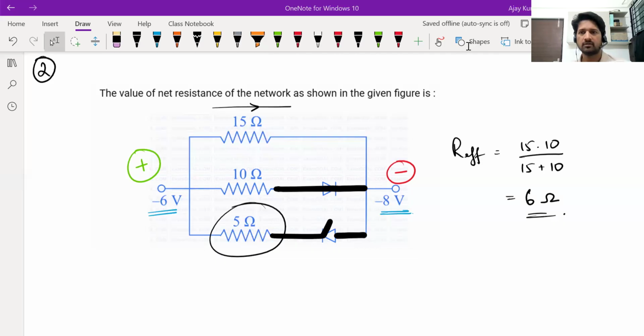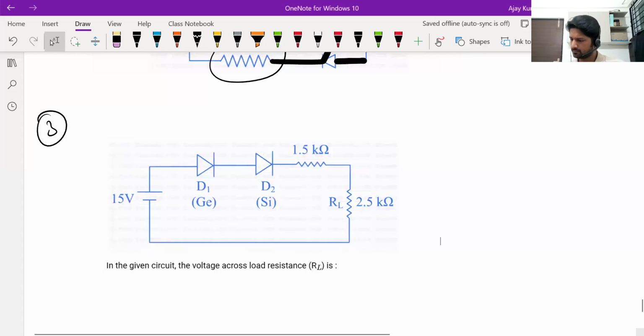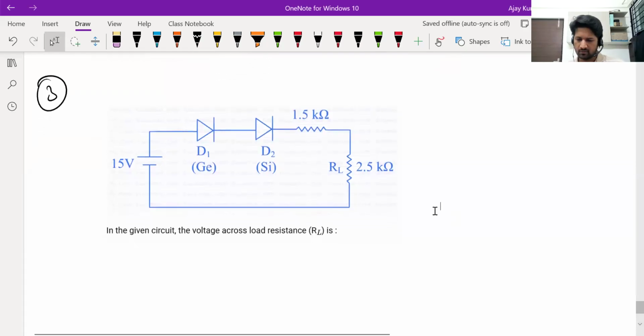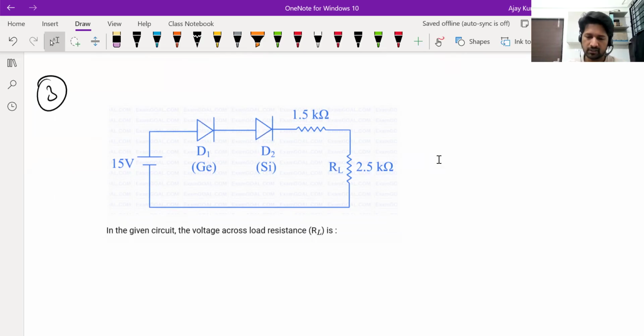Okay, next question. In this question, they have given a battery, two resistors, and two diodes. And they mentioned that one diode is made of germanium, the other is made of silicon. So the intention is to indicate that these are real diodes.